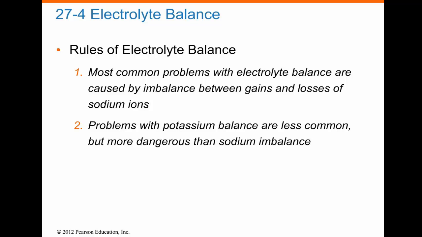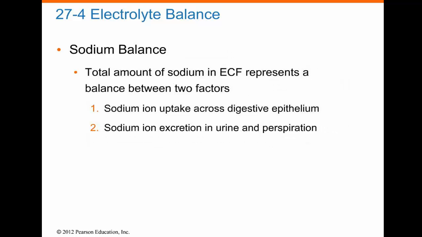The best way to rectify a sodium imbalance is to limit the amount of fluid that the person takes in orally, and that will cause the sodium levels to rise. So the total amount of sodium in the extracellular fluid represents a balance between two factors: sodium ion uptake from the digestive epithelium and sodium ion excretion in urine and perspiration.